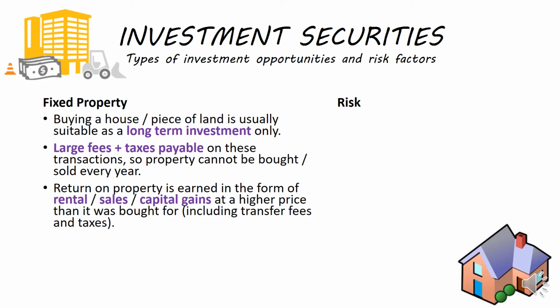Right, now the return on fixed property, or return on your investment, is going to be earned in either the form of rental. So if you buy a house and you rent it out, the rent income that you are going to receive will be the return on your property. You are earning an income from your investment. Or if you buy a block of flats and you rent out each flat to a different person, that rent income will be your return on your investment. Or, on the other hand, you can also get a return on your investment if you sell it and you get a capital gain.